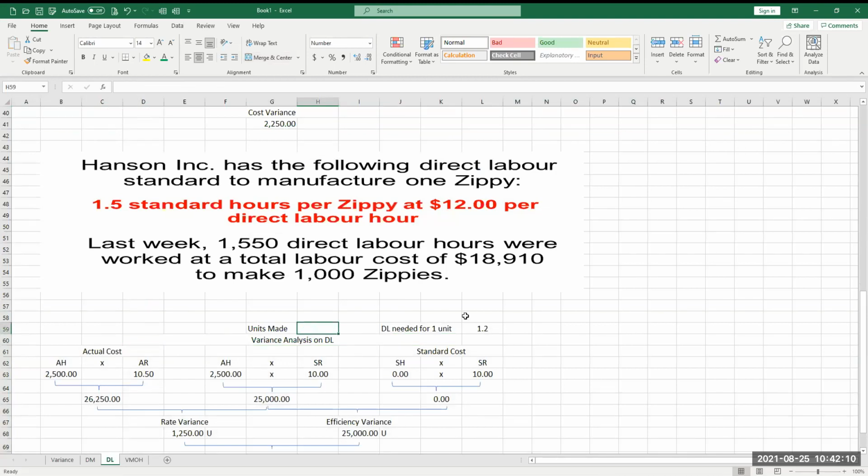This one I don't need it. This one, okay. What do we know?